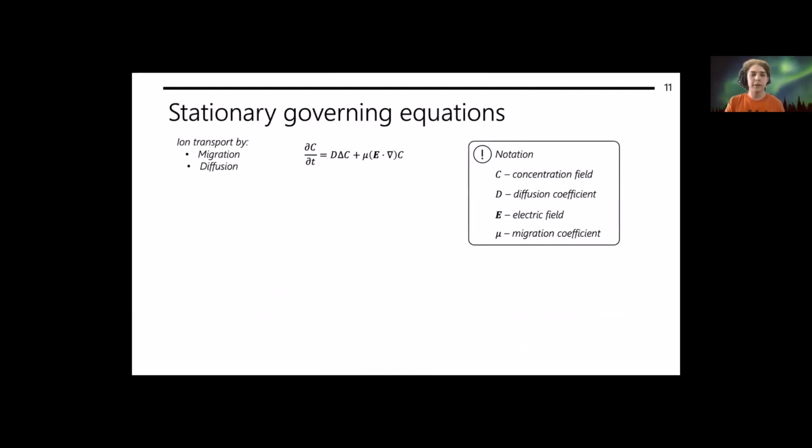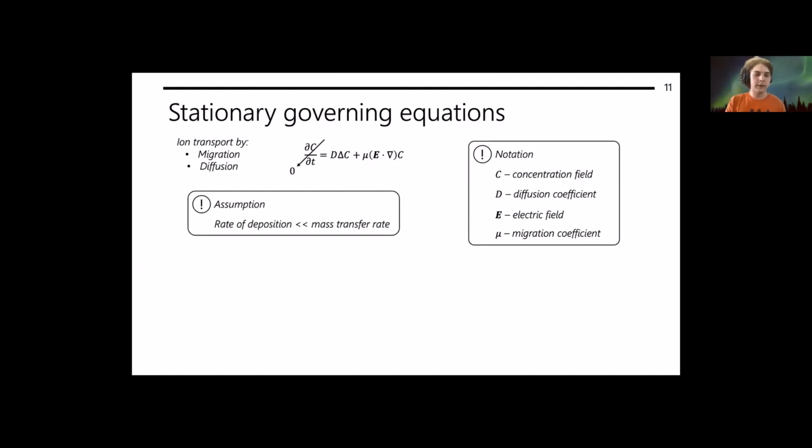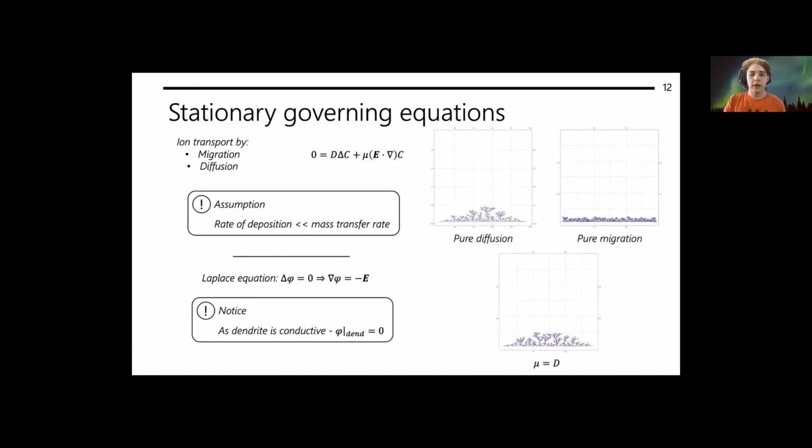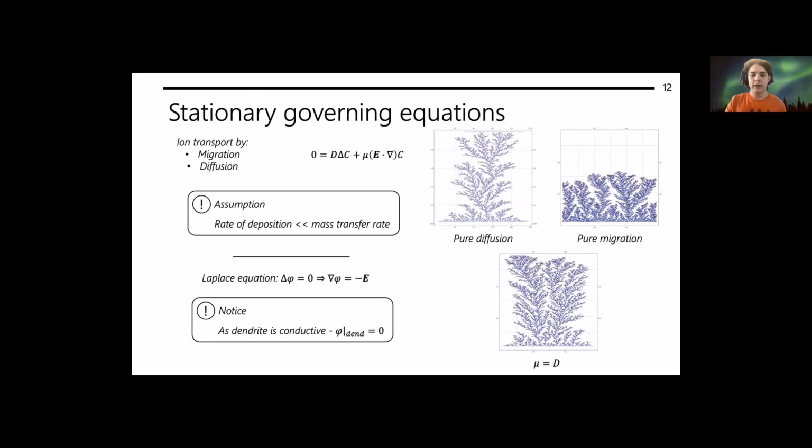Coming to the theoretical description, we use migration. We consider the diffusion equation. We assume that the rate of deposition is much slower than the mass transfer rate, such that the time derivative of the concentration is 0. And to solve for the electric field, we use a Laplace equation. Here you can see the results of simulation, which will be described later. You can see that pure diffusion trees are much less dense than pure migration trees.